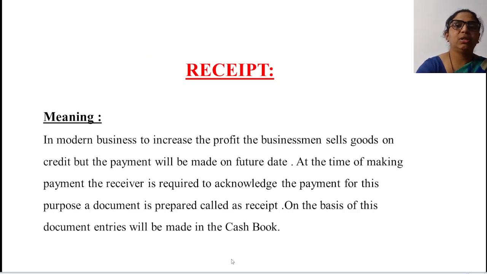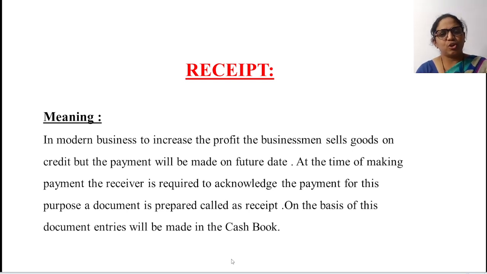Further, we will see about the receipt. What do you mean by a receipt? And then we will see the specimen of a receipt. Today in modern business, to increase profit, the businessman sells goods on credit, but the payment will be made on a future date. Whenever you sell goods on credit, the payment is postponed to a future date. So at the time of making payment, the receiver is required to acknowledge the payment. For this purpose, a document is prepared which is called a receipt.